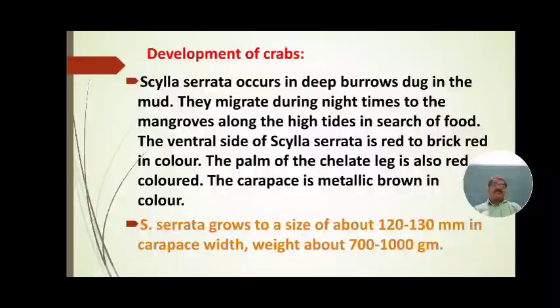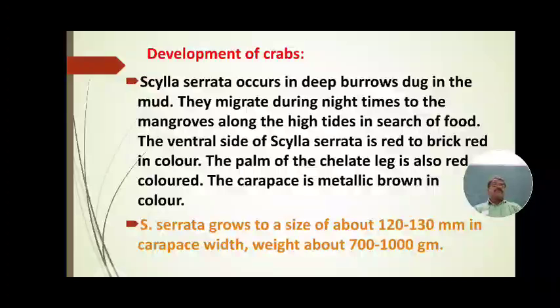How does the development take place? Scylla serrata occurs in deep burrows dug in the mud. They migrate during night times to the mangroves along the high tides in search of food. The ventral side is red to brick red in color, the palm of the chelate leg is also red, and the carapace is metallic brown in color.